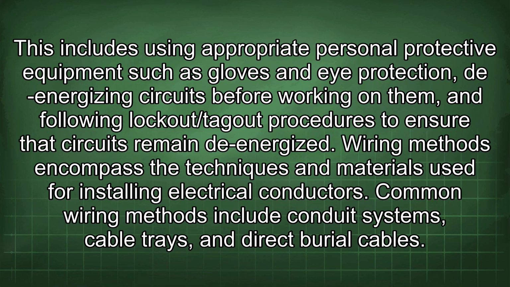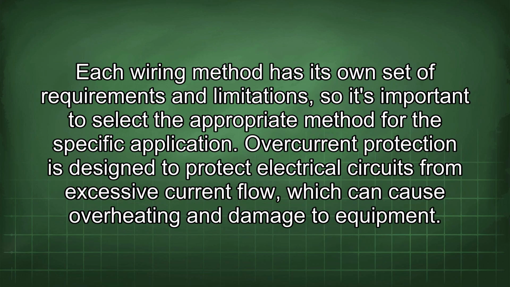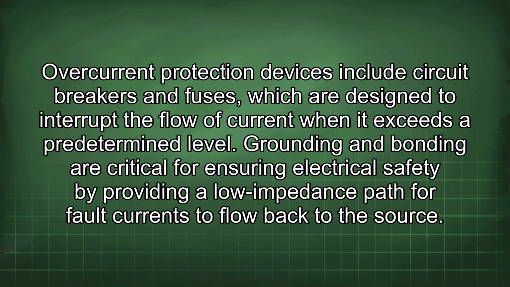Wiring methods encompass the techniques and materials used for installing electrical conductors. Common wiring methods include conduit systems, cable trays, and direct burial cables. Each wiring method has its own set of requirements and limitations, so it's important to select the appropriate method for the specific application. Overcurrent protection is designed to protect electrical circuits from excessive current flow, which can cause overheating and damage to equipment. Overcurrent protection devices include circuit breakers and fuses, which are designed to interrupt the flow of current when it exceeds a predetermined level.